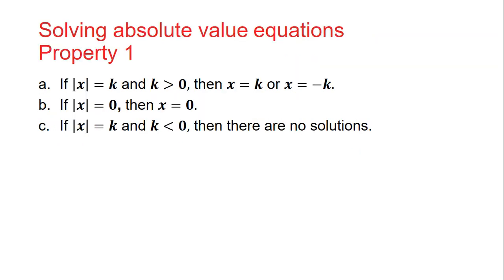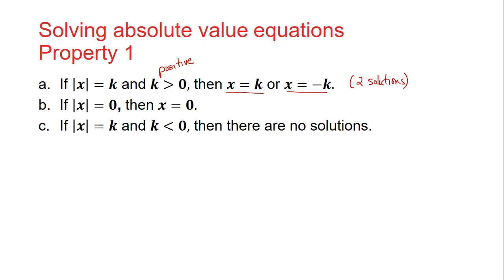So let's look at this property. There are 3 parts to it to solve an absolute value equation. If the absolute value of x is equal to k, and k is greater than 0, meaning it's positive, then the solutions are found by setting x equal to k or x equal to -k. So there are 2 solutions in that case.